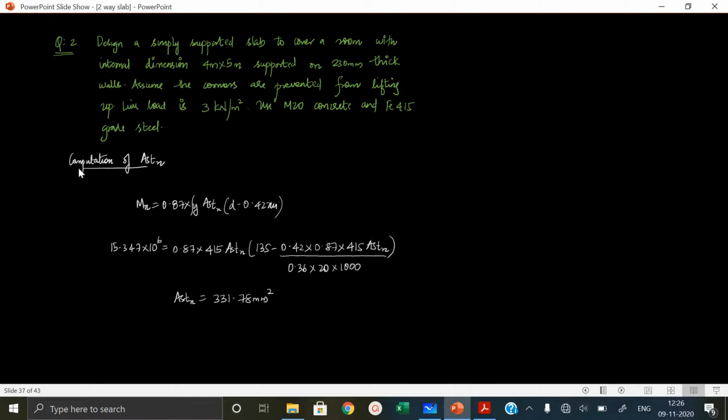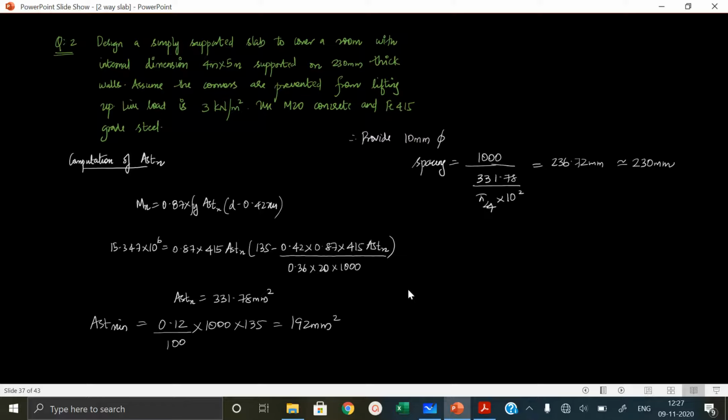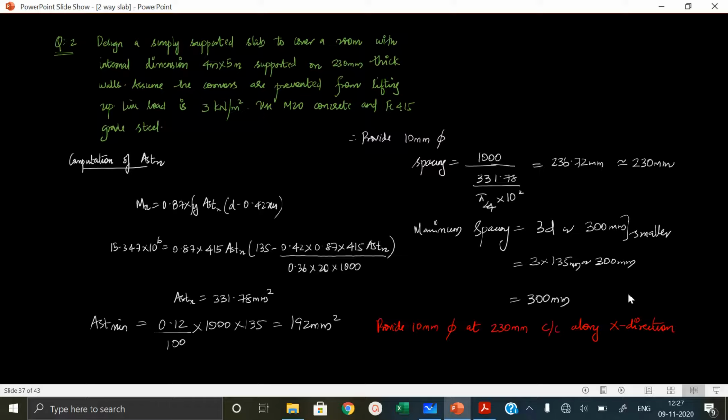Now we need to calculate the Ast. Ast is similar to what we had done for the last case. You'll get the value for Astx as 331.78 mm square, and Ast minimum is 192 mm square. So providing 10 mm bar, the spacing required is 230 mm. And for the maximum spacing criteria, you have 3d or 300 mm, which means 300 mm, which means this design spacing is less than that. So we will provide the design spacing. So provide 10 mm phi at 230 mm center to center along the x direction.